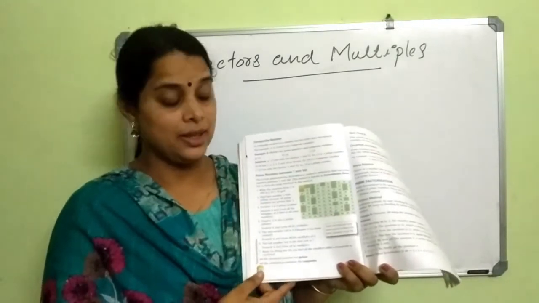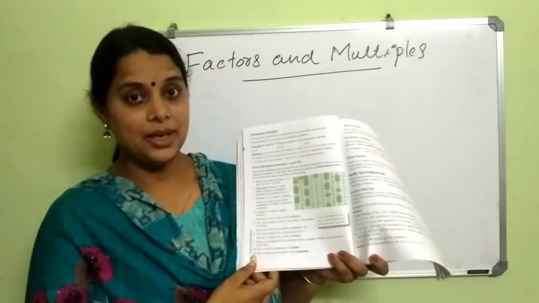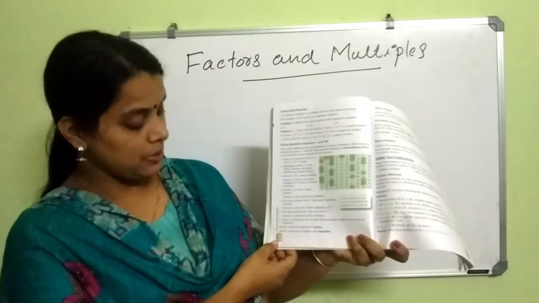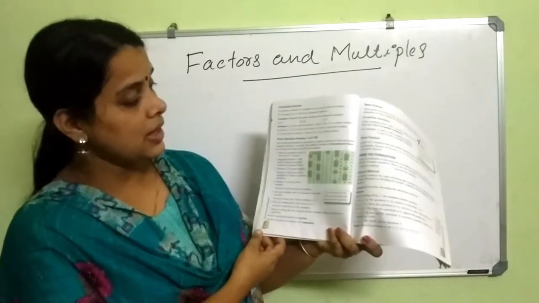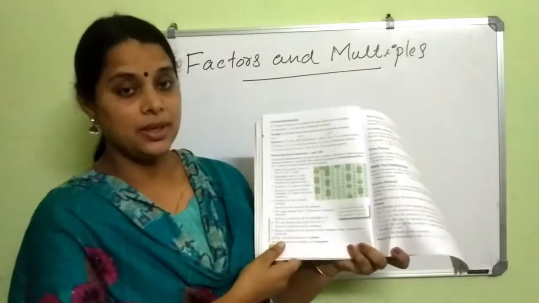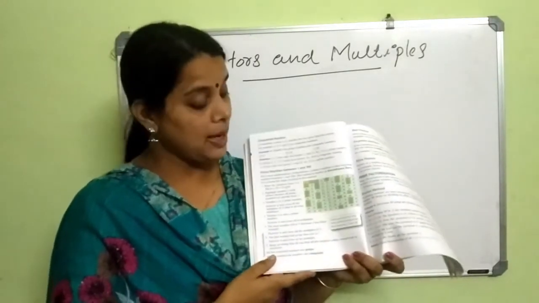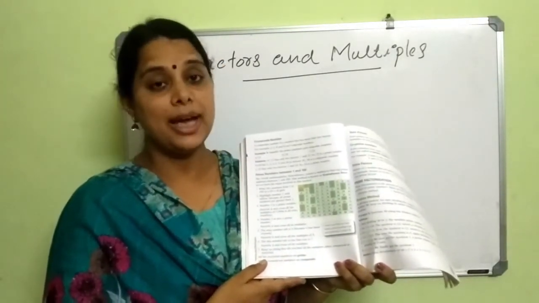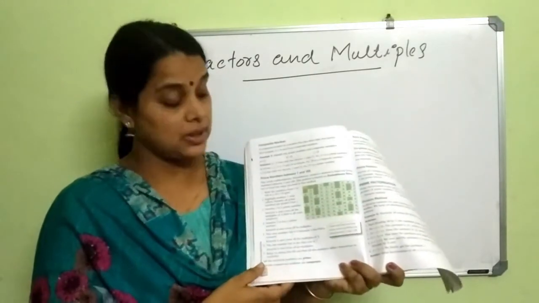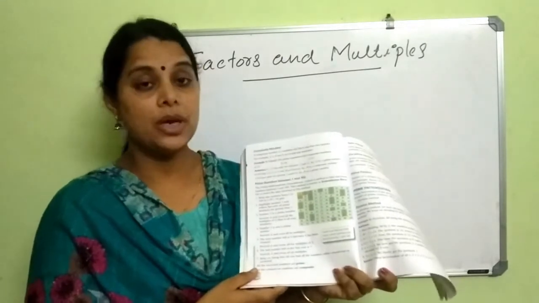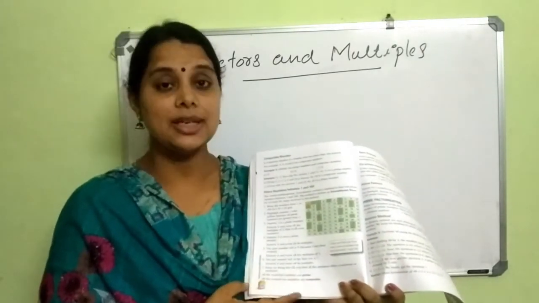Children, listen. You have an activity. In your textbook, you can see page number 52. There is one activity. That is Eratosthenes sieve method. How to find prime numbers between 1 and 100. You can do it in a chart paper or A4 size sheet. Then you can show to me in the next interactive session.